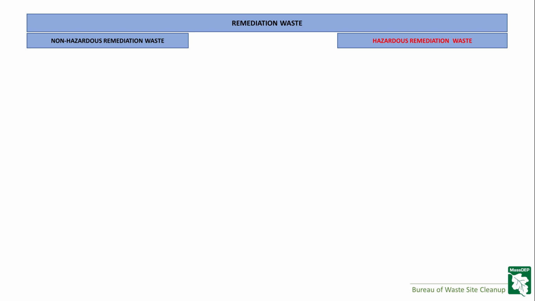So let's focus on non-hazardous remediation waste for a second. We can break this category up into 3 separate boxes. 1, non-hazardous contaminated media. Contaminated media would be contaminated soil, contaminated groundwater, contaminated surface water, contaminated sediment. That's contamination mixed with some environmental media.